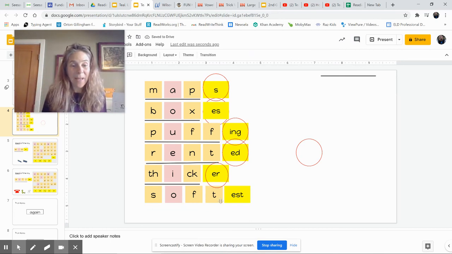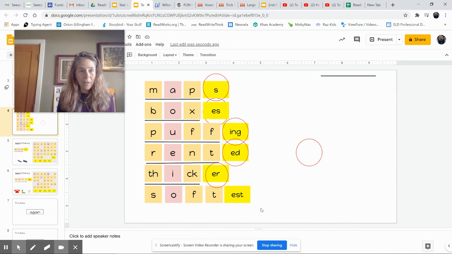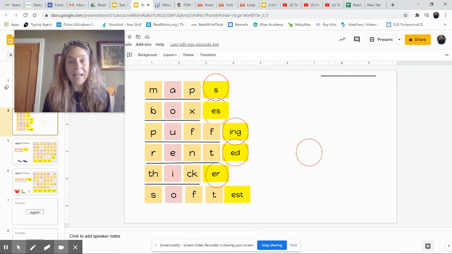Okay, let's tap it out. Soft, soft, est. Softest. So this is another suffix that means I'm comparing things, but now I'm comparing more than two things. So I might be comparing three or more things. Like in our example before, which one was the softest? The crab, the snake, or the bunny? Which one was softest? I'm comparing three things. So I use the suffix est.